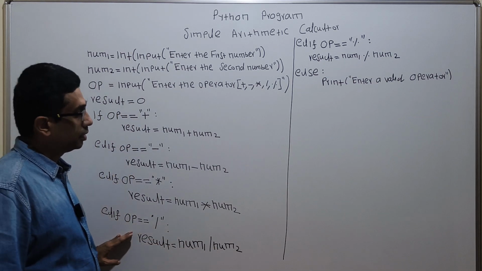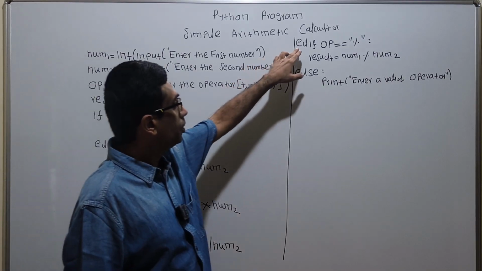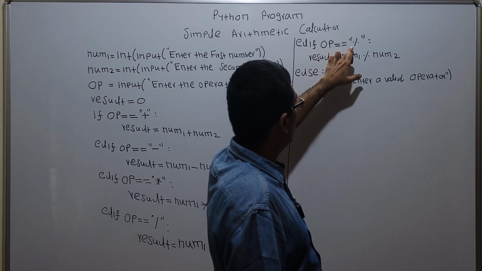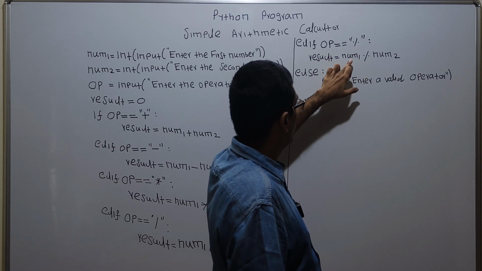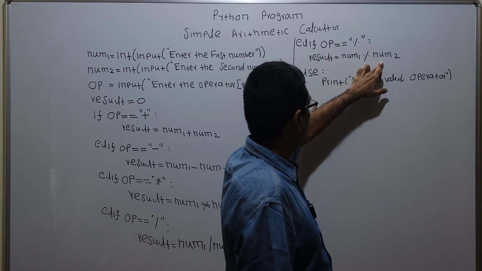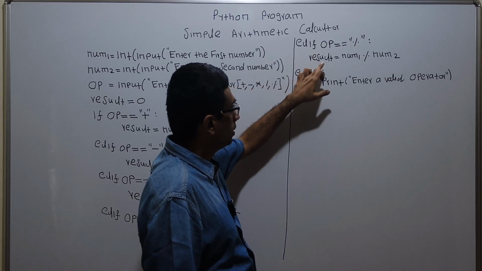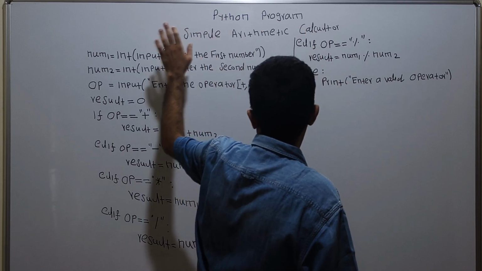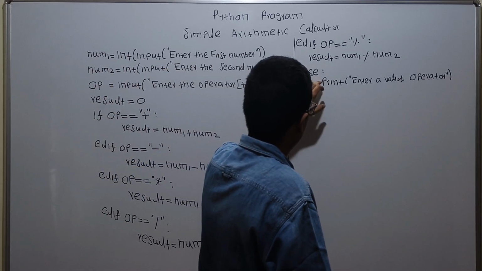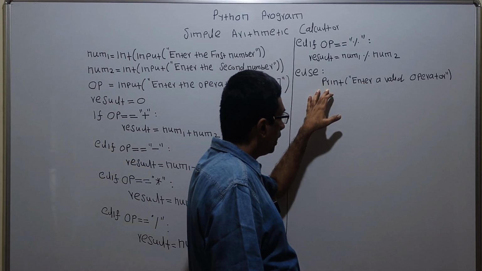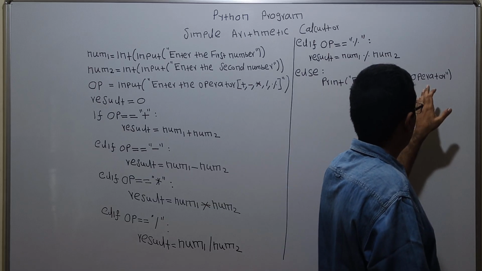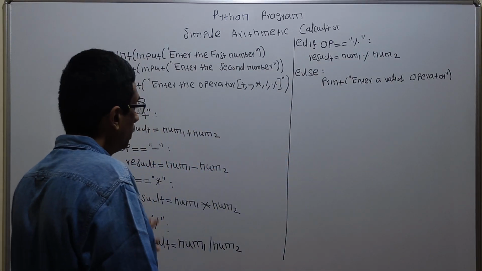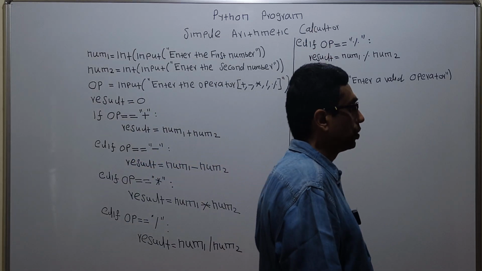So if this is also false, then we will come to the next statement. I am checking whether the value of the variable op is equal to modulo division. I am performing num1 modulo num2 and storing the remainder in the variable result, because modulo division always calculates the remainder. If all the if and elif conditions are false, the statement in the else will get executed. Here I am printing "Enter a valid operator". That means the operator entered by the user is not a plus, not a minus, not a star, not a slash, and not a modulo division.